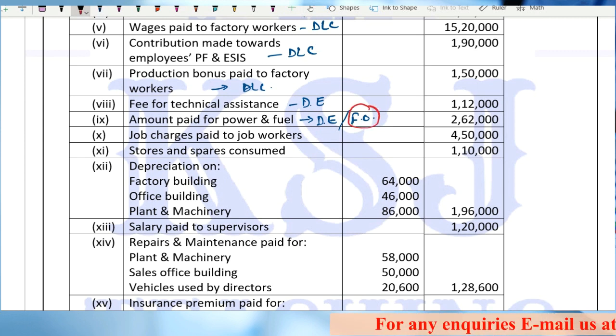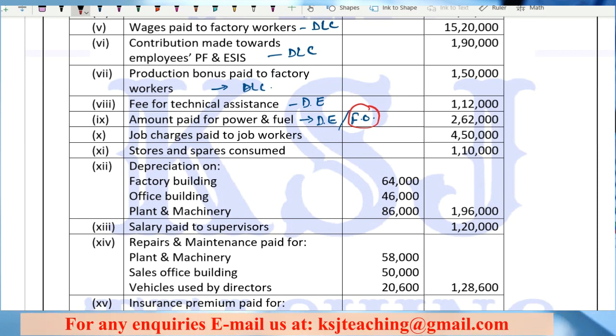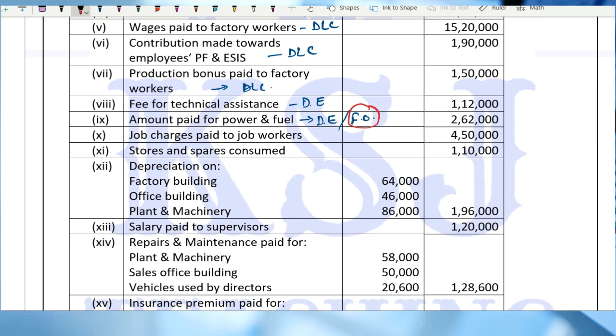Sir, power and fuel: you are making some product, the machine is consuming the power. How can you identify how much power has been consumed in 1 unit? It is practically not possible. How much fuel has been consumed in 1 unit? It is practically not possible. Then how can you take it as a direct expense?